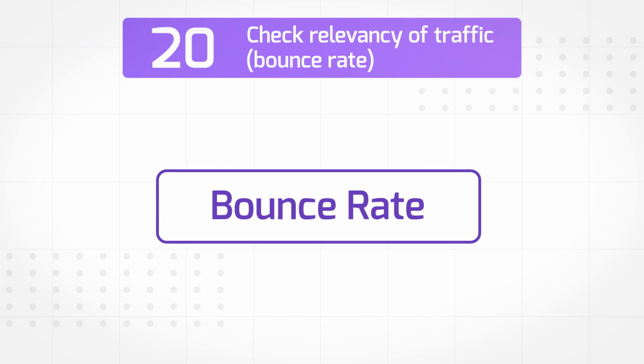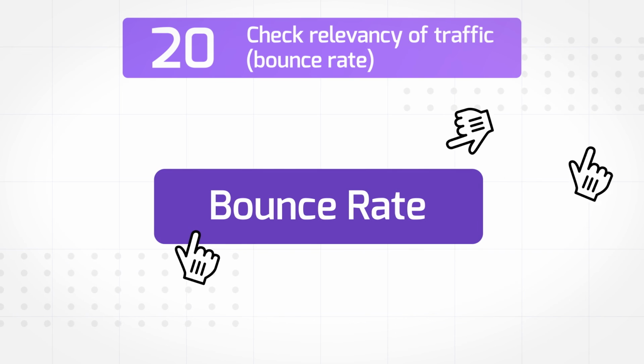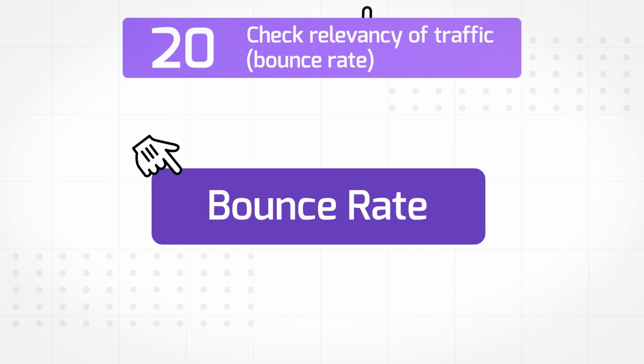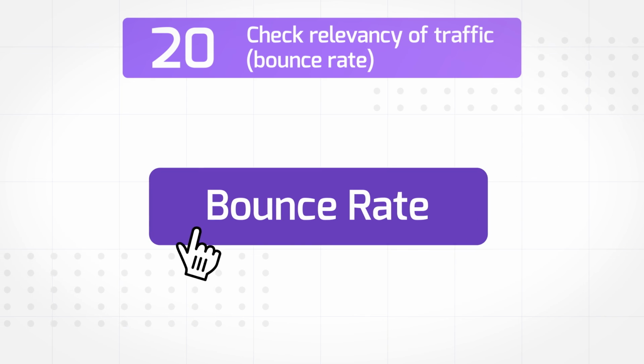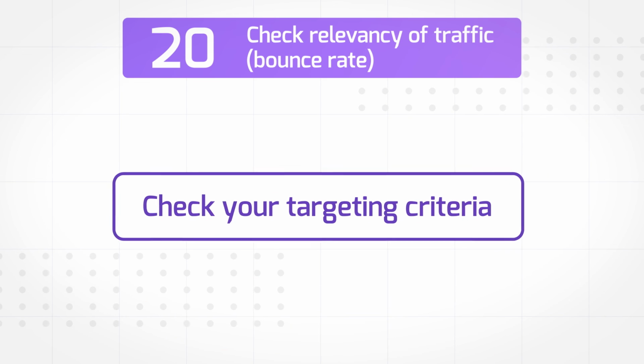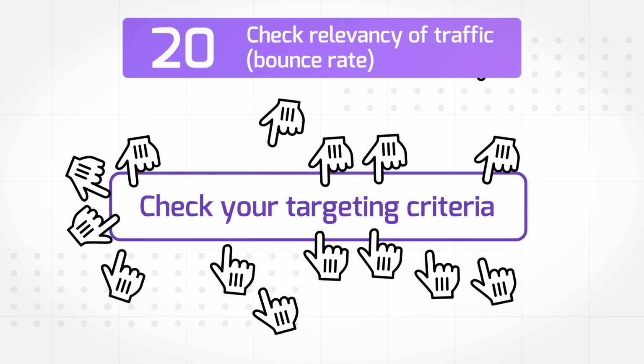Check that by reviewing your bounce rate. It represents the percentage of visitors who dropped off, bounced from your landing page right after they've arrived. From there, check your targeting criteria to see if you can optimize them to get more relevant traffic.